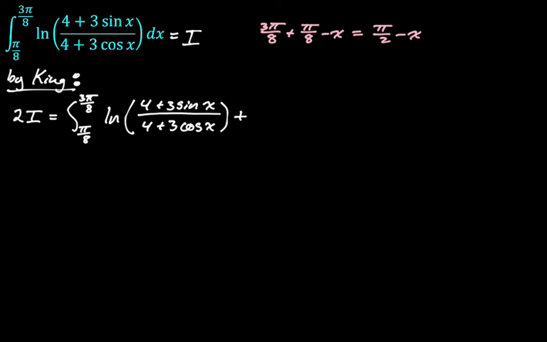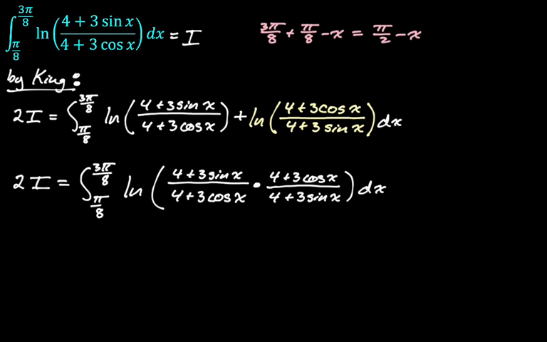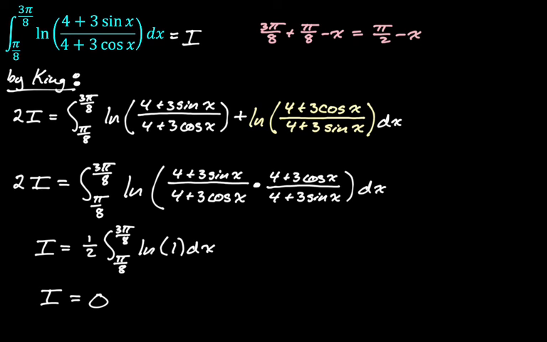But instead, where every x becomes a pi over 2 minus x, which means all of our sines are going to become cosines, and cosines are going to become sines by the cofunction identities. Let us do that. Natural log of quantity 4 plus 3 cosine over 4 plus 3 sine. Okay, addition between natural logs becomes multiplication within the natural logs. So we get this. But this, again, just gives us the natural log of 1, which is 0. So it simplifies to this. You're just integrating 0, which is 0. It doesn't matter if you take 1/2. This integral is also 0.